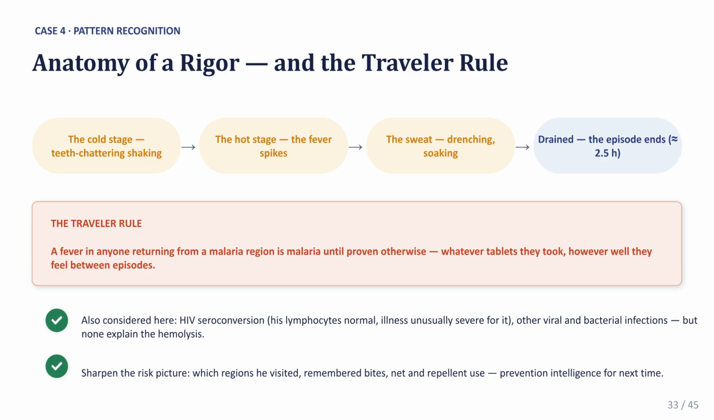Anatomy of a rigor: the cold stage with teeth chattering, the hot stage where fever spikes, and the drenching sweat. Remember the traveler rule. Any fever in someone returning from a malaria region is malaria until proven otherwise. This is the gold standard for your clinical practice, regardless of how well they feel between episodes.